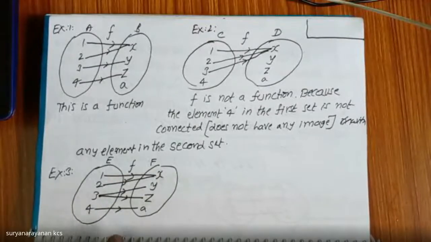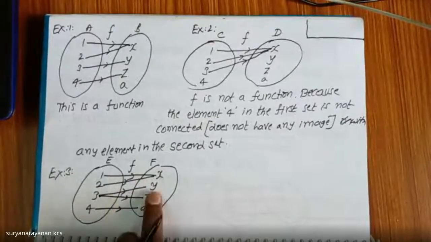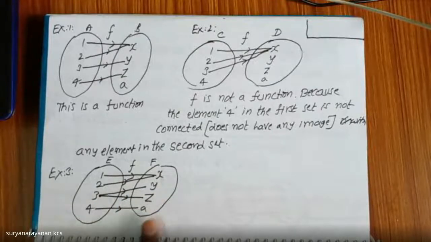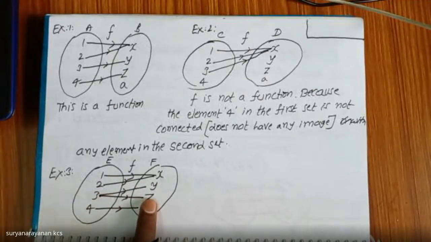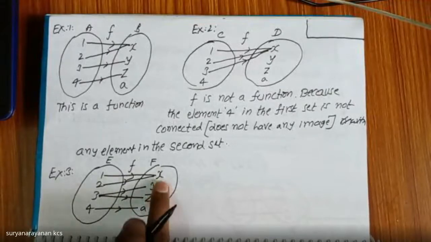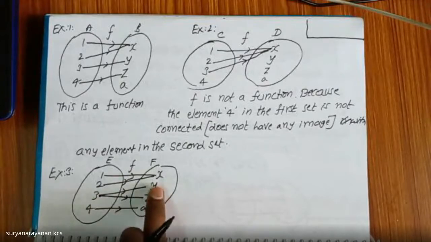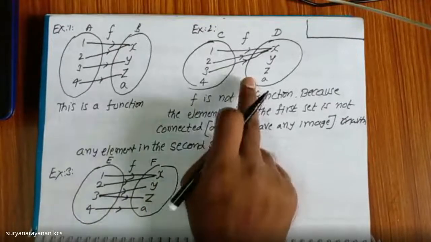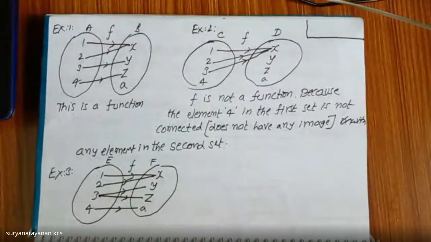This is not a function because, if you observe this arrow diagram carefully, the element 3 in the first set is connected with two elements in the second set, namely y and z. Means the element in the first set has two images. Previously, what we have discussed, every element in the first set should have one and only one image. It should not have more than one image.